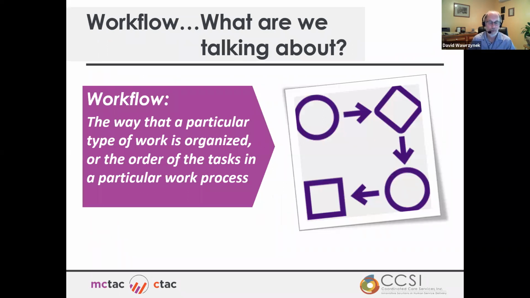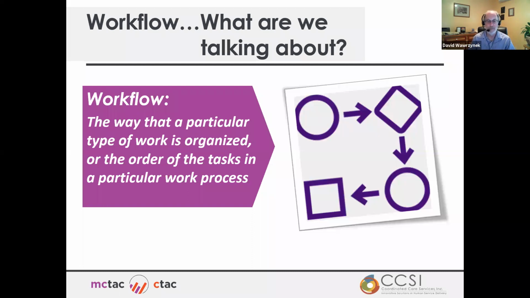Just a particular type of how a particular type of work is organized, or the order of tasks in a particular work process. Nothing terribly complicated about this, but you think about it, things work through our system all the time. I'm going to talk about revenue cycle management. Well, that's a workflow.